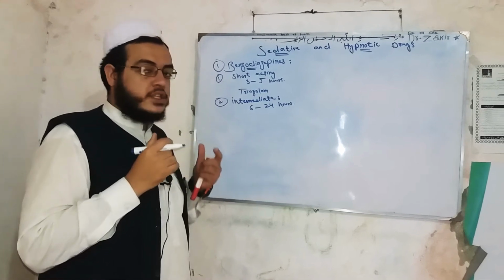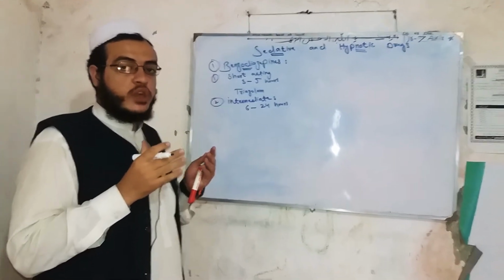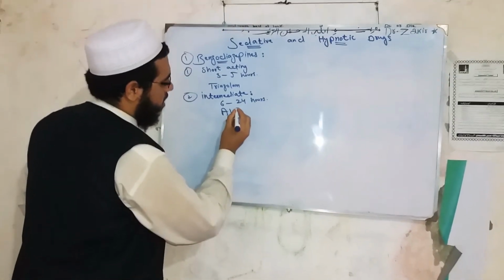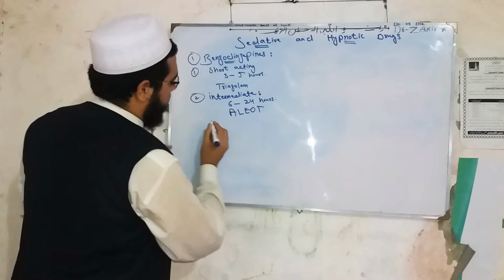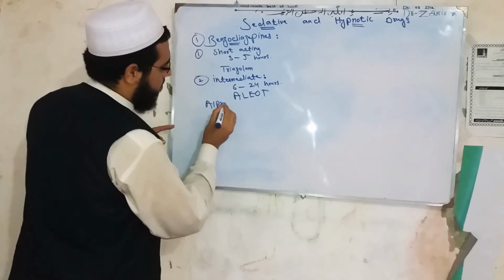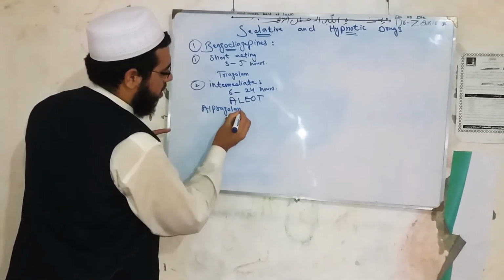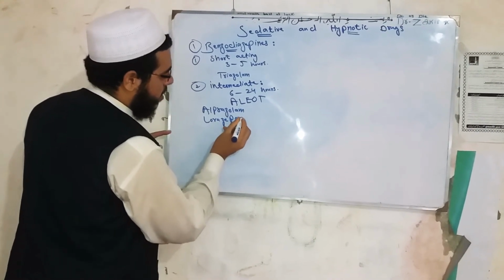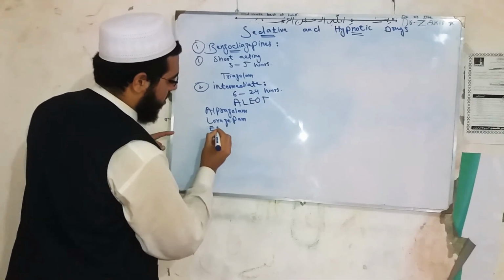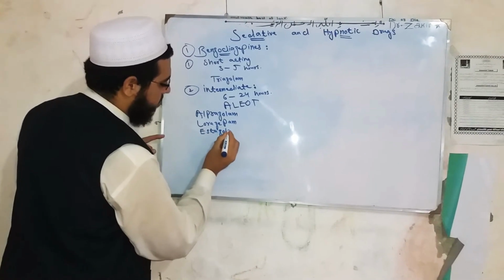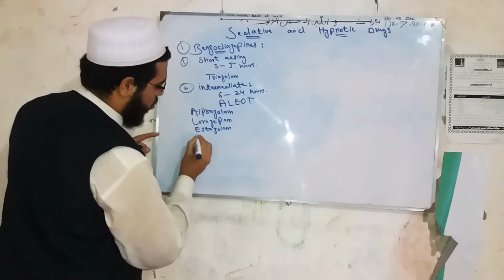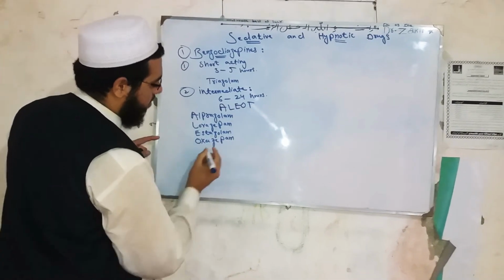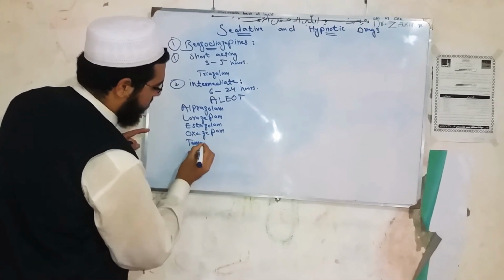In the intermediate group, you can remember the drugs by my own formula: Elliot. From A, alprazolam; from L, lorazepam; from E, estazolam; from O, oxazepam; from T, temazepam.